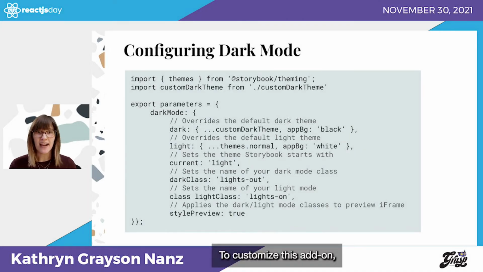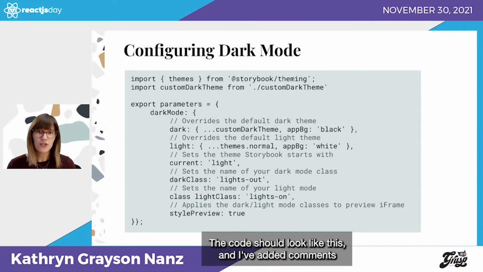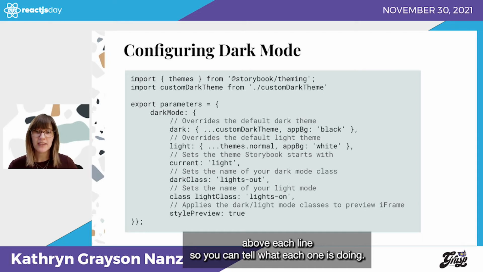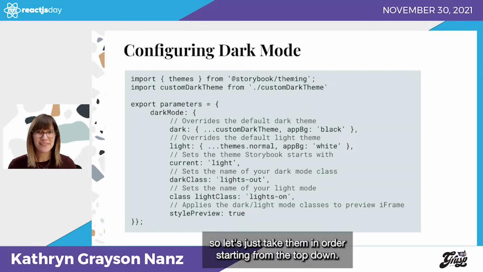To customize this add-on, you'll want to add the following parameters for dark mode to your preview.js file. The code should look like this, and I've added comments above each line so you can tell what each one is doing. There's a lot of adjustments that we made here, so let's just take them in order, starting from the top down.